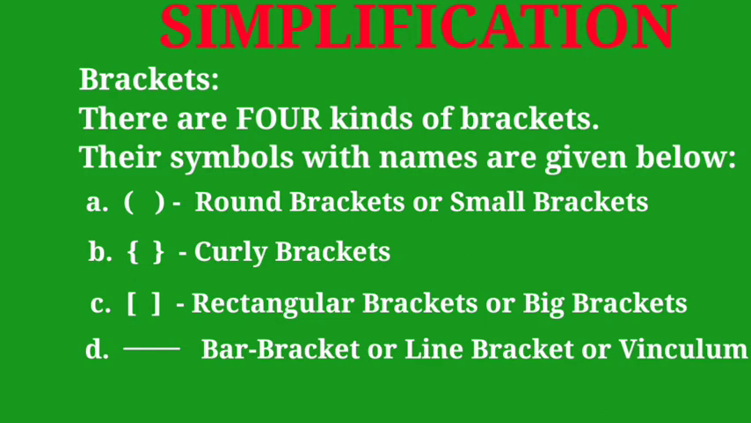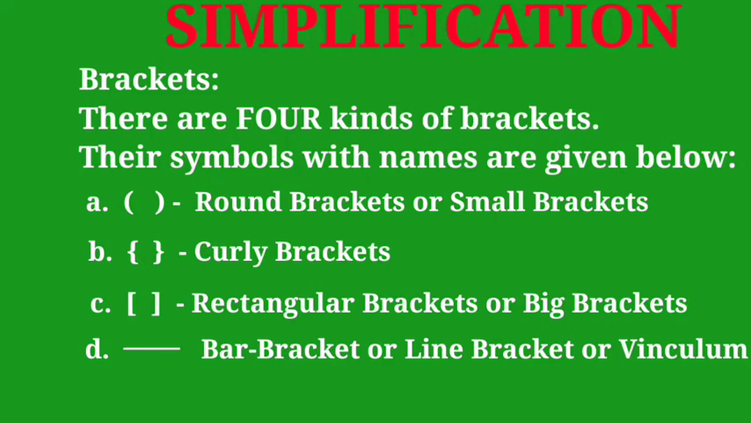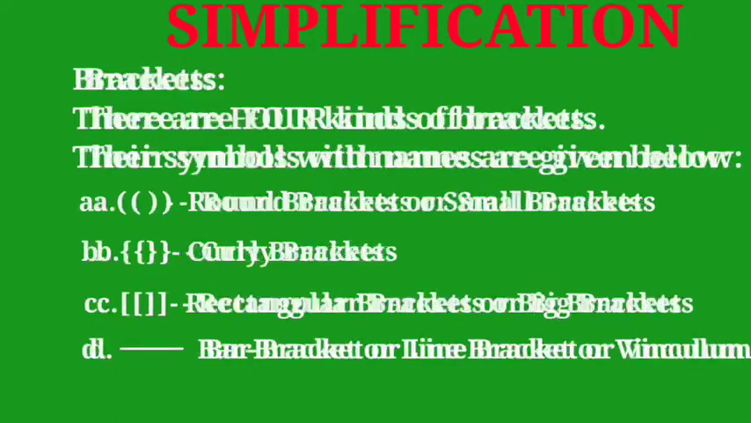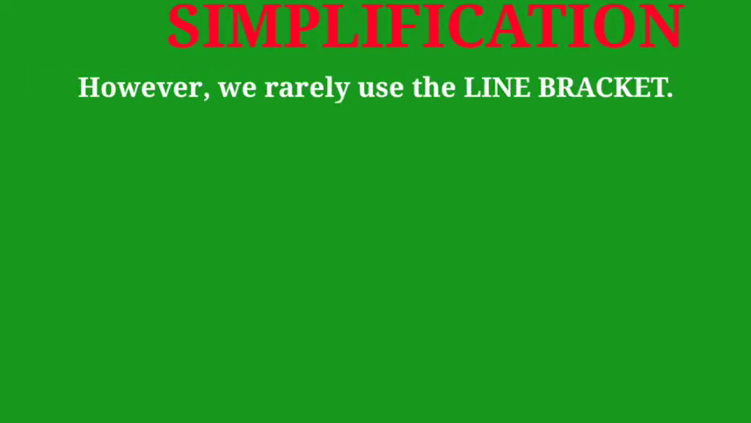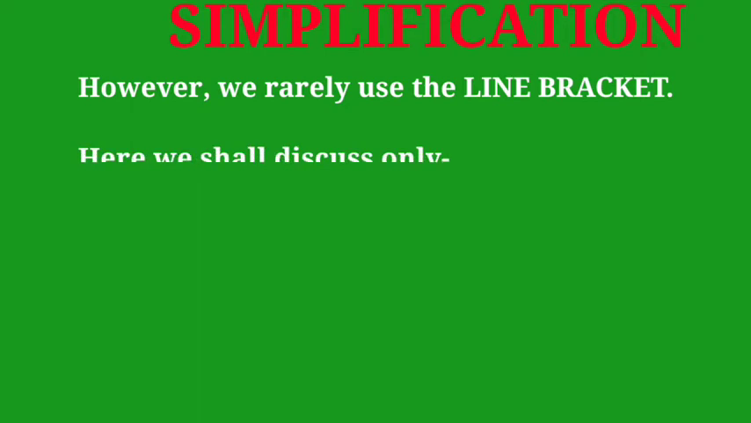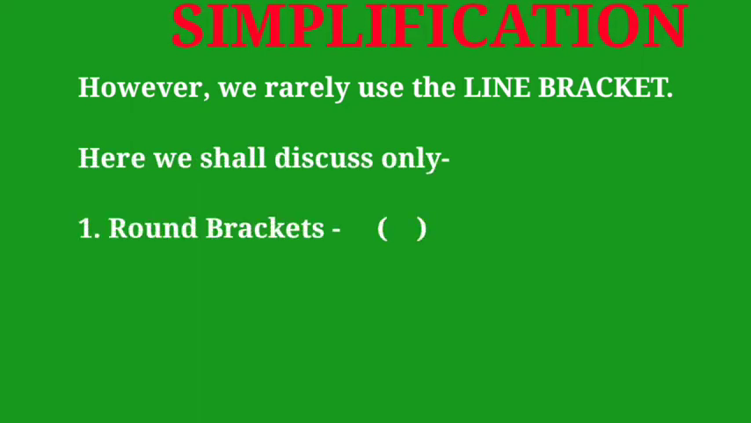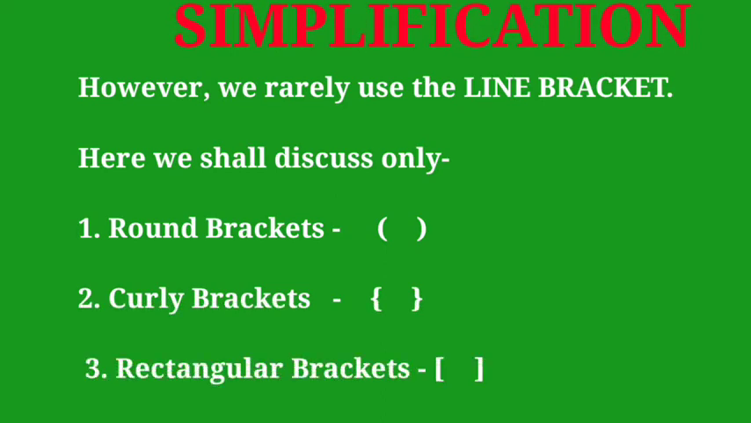This last kind of bracket, the bar bracket, we will not be using here in our lesson. It is just for understanding only. You must know there are four kinds. They are hardly used, so we will discuss the last kind of bracket in higher classes. For now, we will discuss only the three kinds: round brackets, curly brackets, and rectangular brackets.